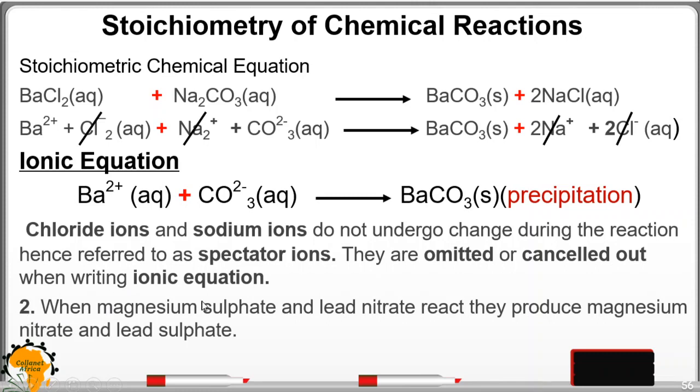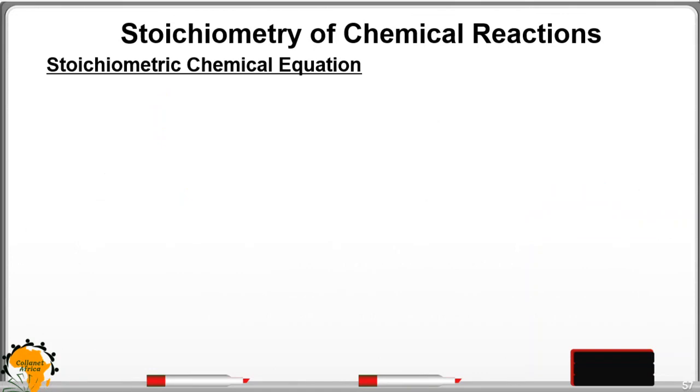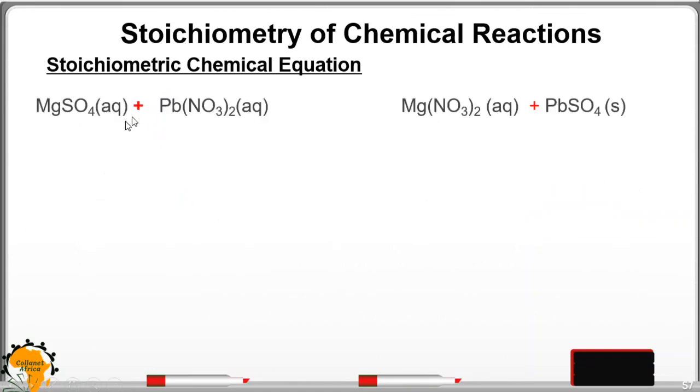Example 2. When magnesium sulfate and lead nitrate react, they produce magnesium nitrate and lead sulfate. This is the equation. Magnesium sulfate. You need to remember the valencies: magnesium is 2 and sulfate is 2. Lead is 2, nitrate is 1. So they form magnesium nitrate and lead sulfate. The stoichiometric chemical equation is that one.